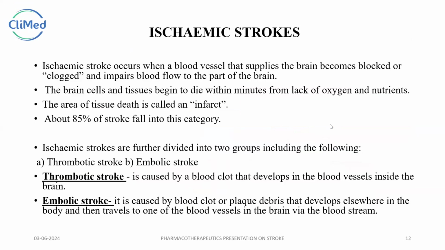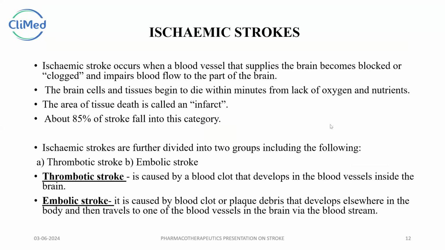Now, ischemic stroke, as mentioned, occurs when a blood vessel that supplies the brain becomes blocked or clogged, and it impairs the blood flow to part of the brain. If the lack of blood, oxygen and nutrients persists, the brain tissue dies within minutes. The main area where the tissue dies is also known as the infarct.